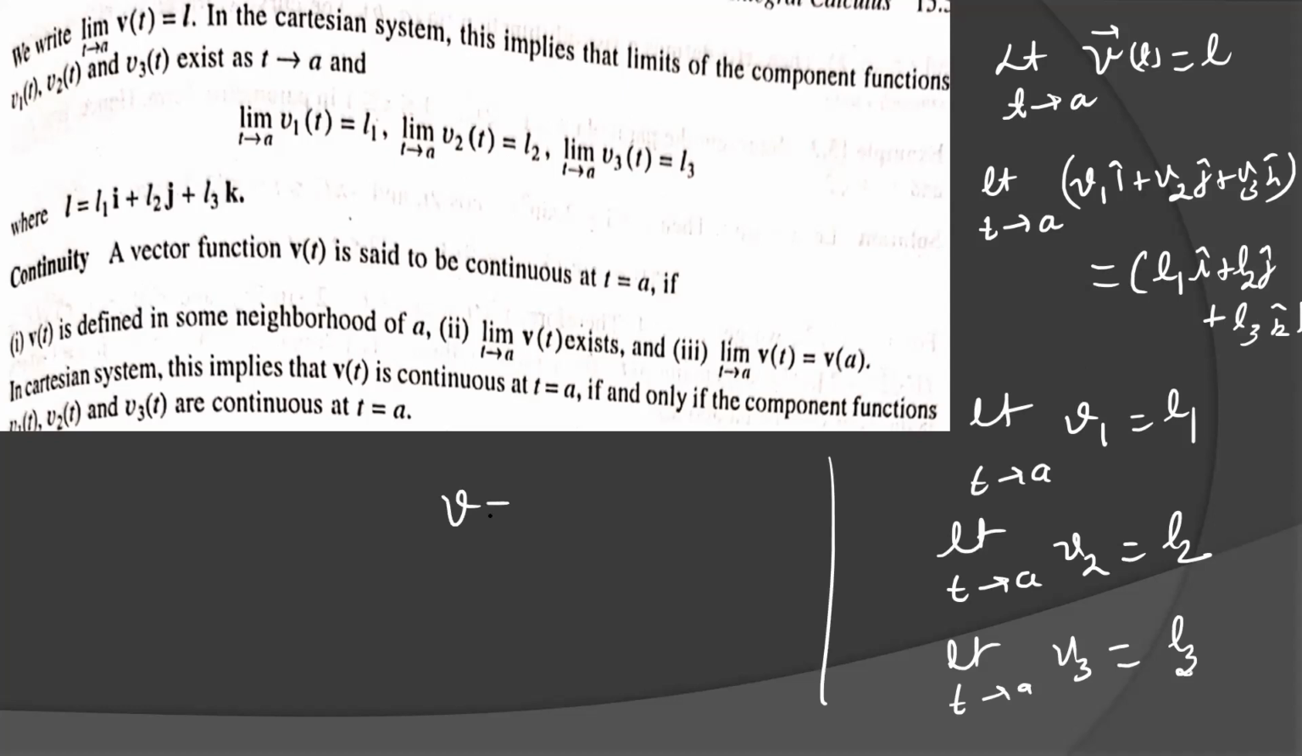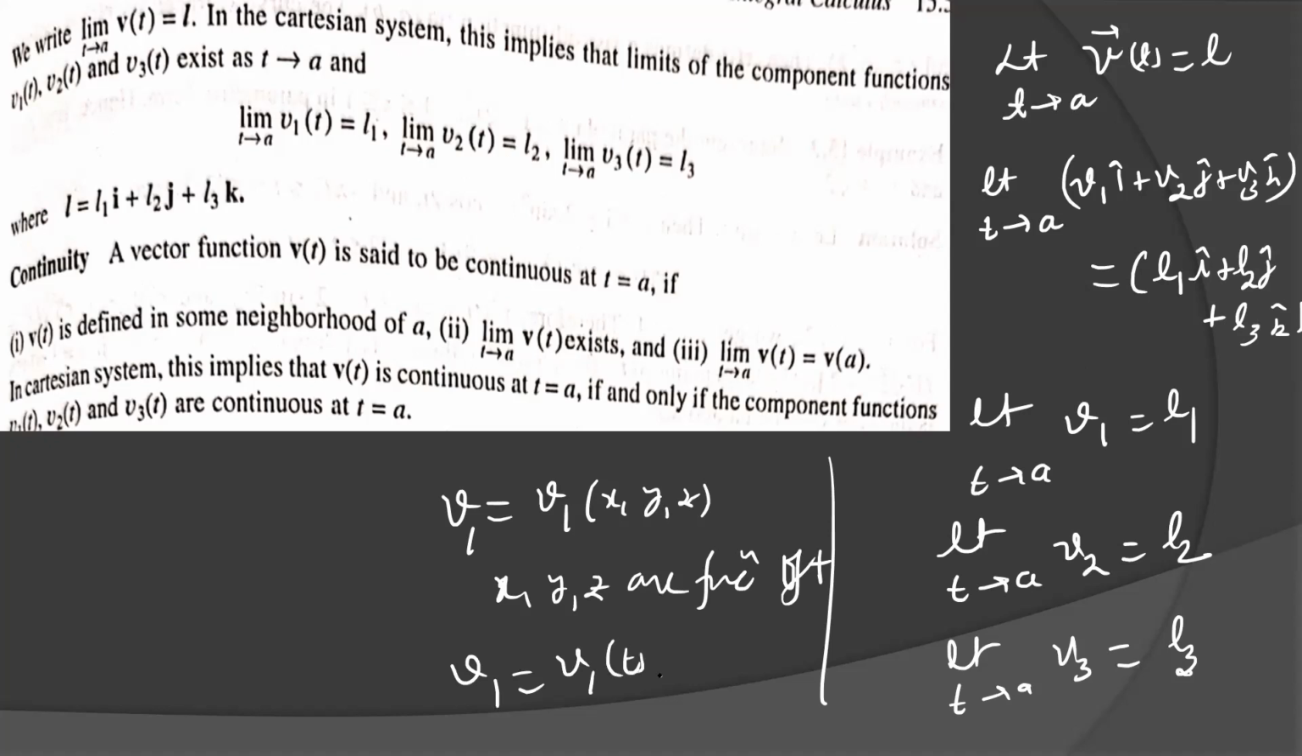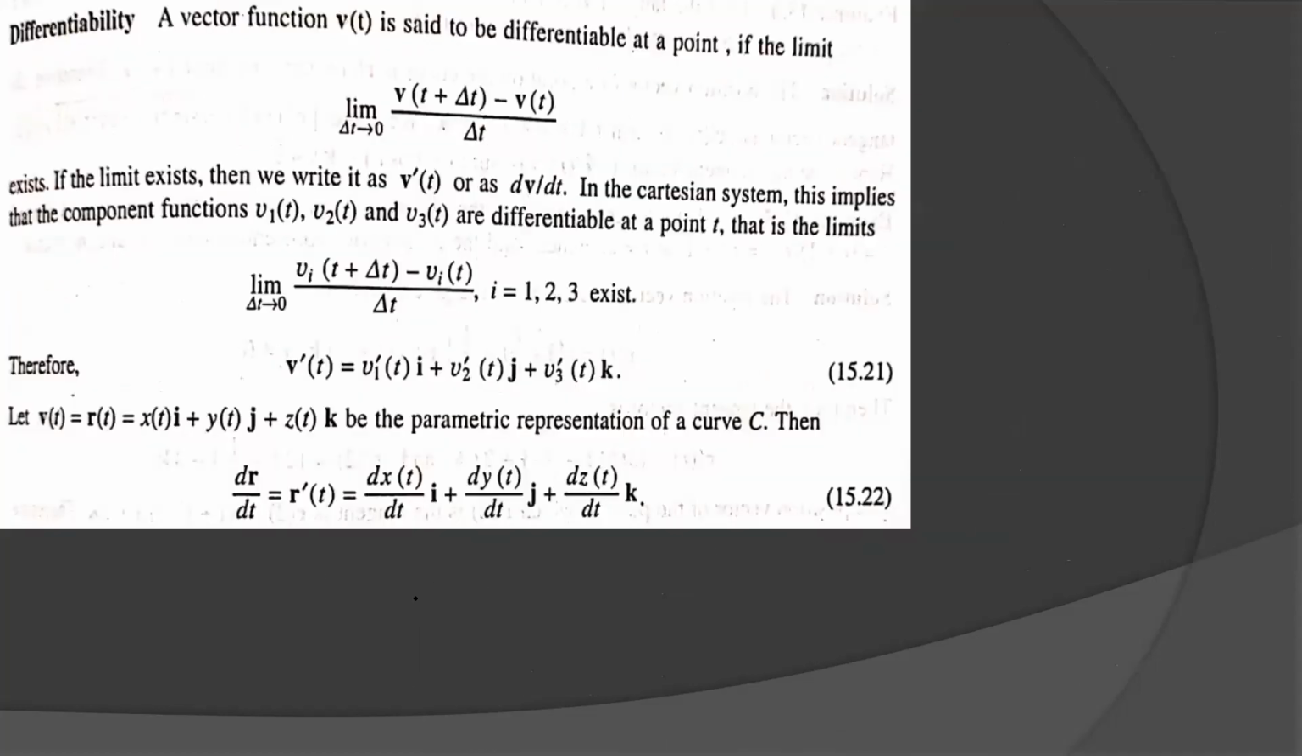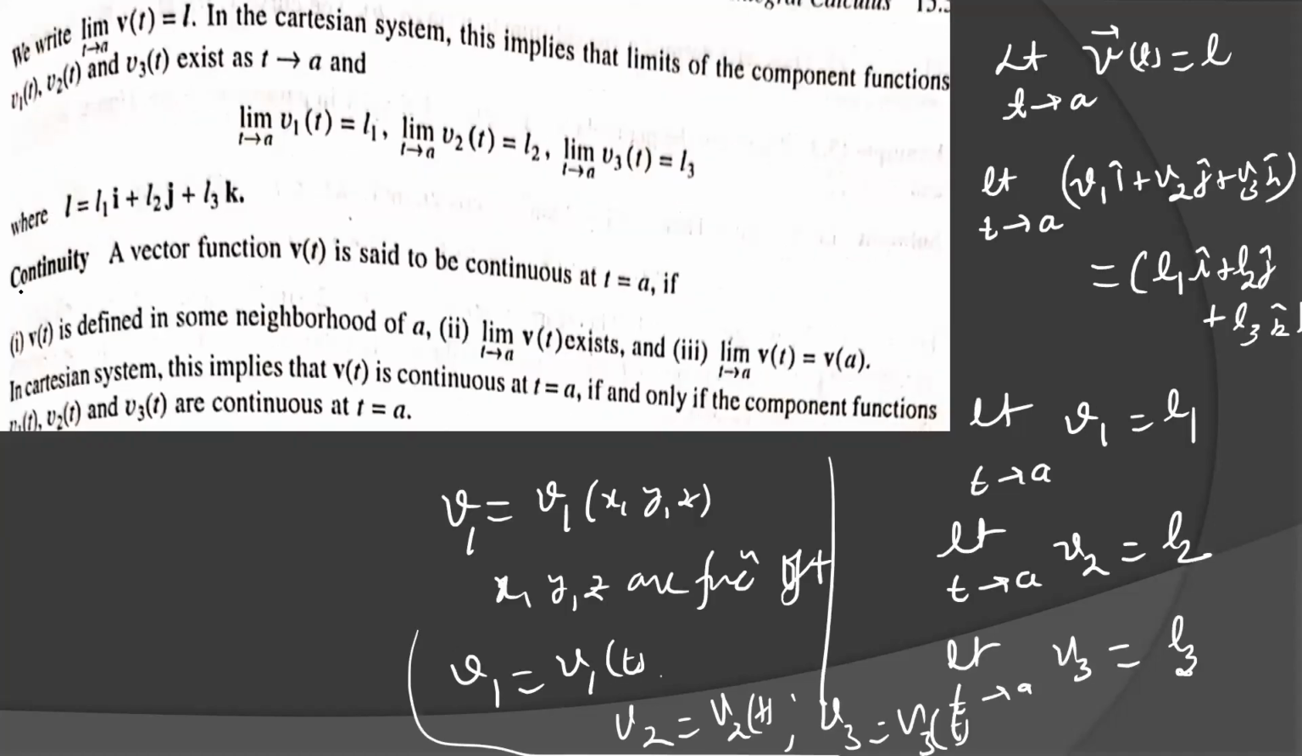Remember here, V1 is a function of x, y, z, where x, y, z are functions of t. So ultimately V1 is a function of t. Similarly, V2 is a function of t and V3 is a function of t. Sometimes V1, V2, V3 are given in function of t form, sometimes in function of x, y, z form. Okay.